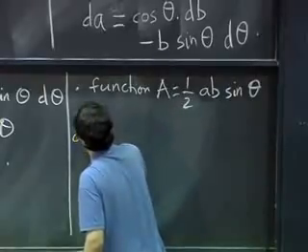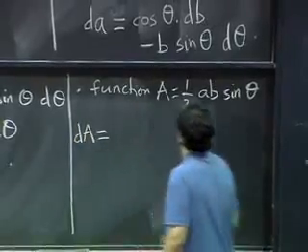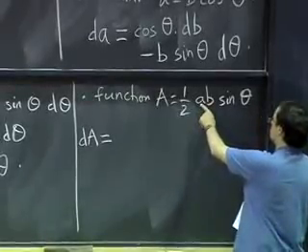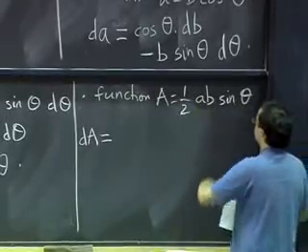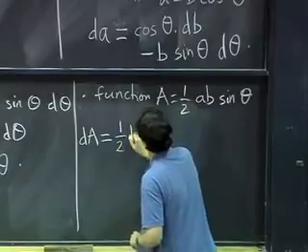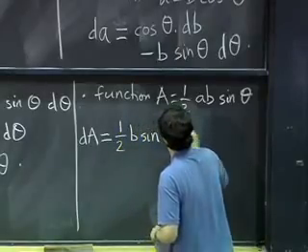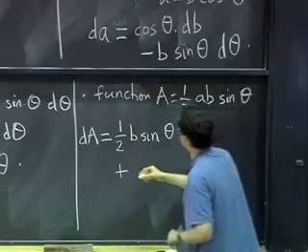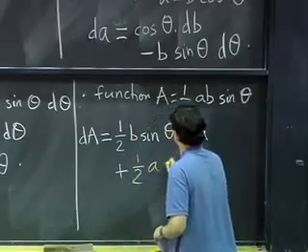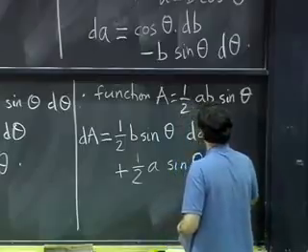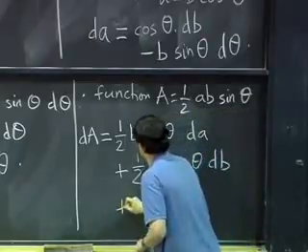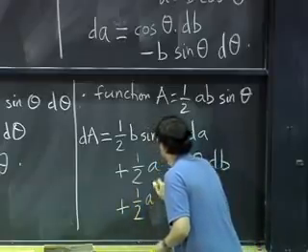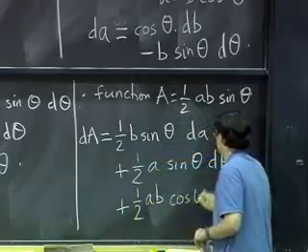Well, then dA, so we have to use the product rule carefully, or we use the partials. So the coefficient of d little a will be the partial with respect to little a. That's 1/2 b sine theta dA, plus the coefficient of dB will be 1/2 a sine theta dB, plus the coefficient of d theta will be 1/2 ab cosine theta d theta.